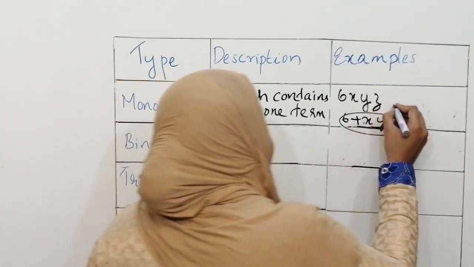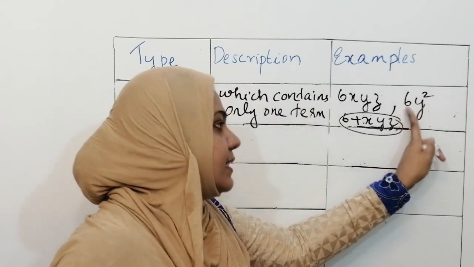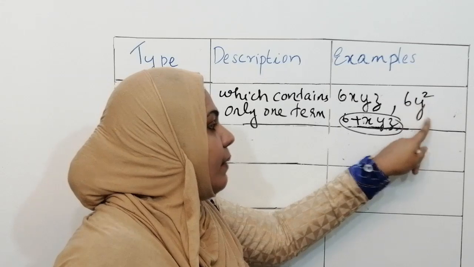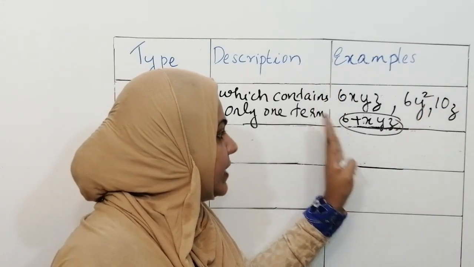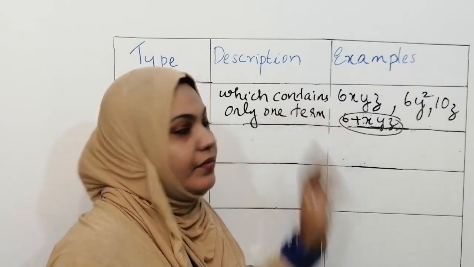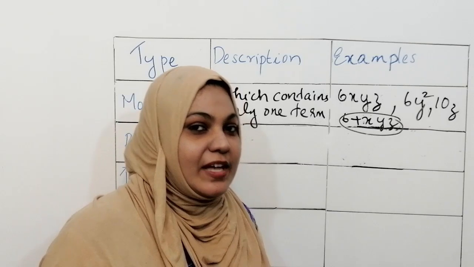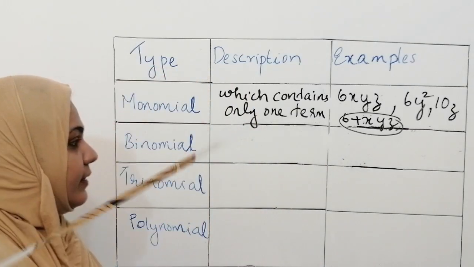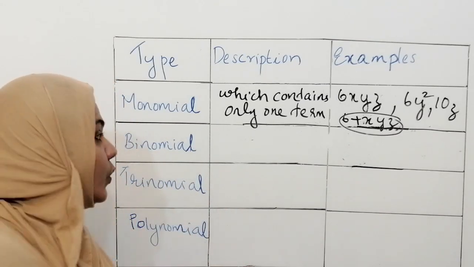We can write another example of monomial: 6y square. Here also you can see 6 multiplied by another variable, that is y square. So it's a monomial. 10z. See, all these expressions are coefficients multiplied with variables. Again I am telling, if you are new to my channel, please watch my previous videos, then only it will be really easy for you. Next we can check what is binomial, which contains two terms.